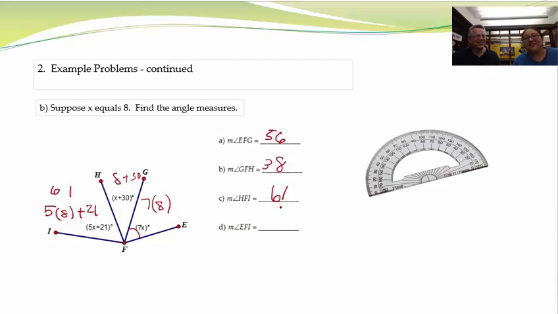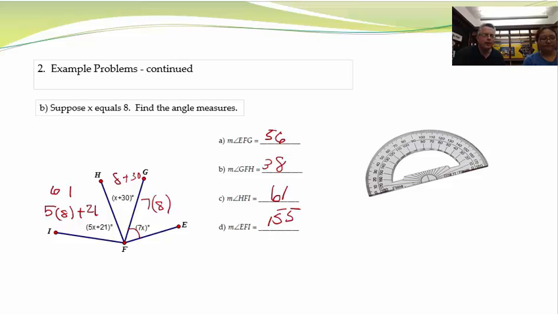Okay, so we're going to add all of these together. We have 56 plus 38 plus 61. That would be 155. Excellent. So part of it is just reading what angle they want. If we know the smaller ones, we can get any other combination of them that they ask for. Okay, time for another type of problem.